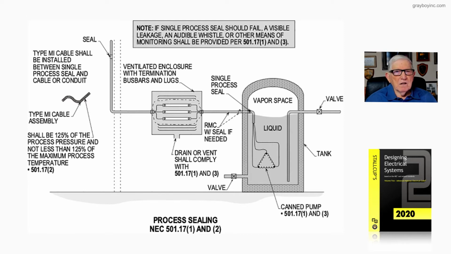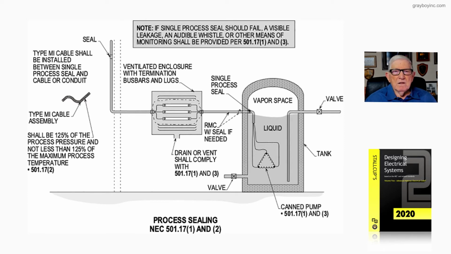Now notice I could also use, I'm putting a seal here within 10 feet of the boundary. If you had an MI cable, it could be installed as a single process seal and cable or conduit. But notice the MI cable now, you'd have to go to NFPA 497 and look at table 4.4.2 and get the pressure of the particular gas, vapor, or liquid you're dealing with, and take 125% of that pressure.